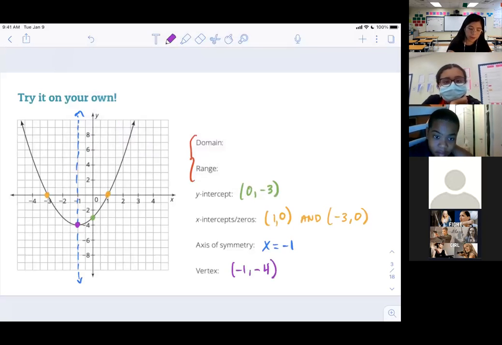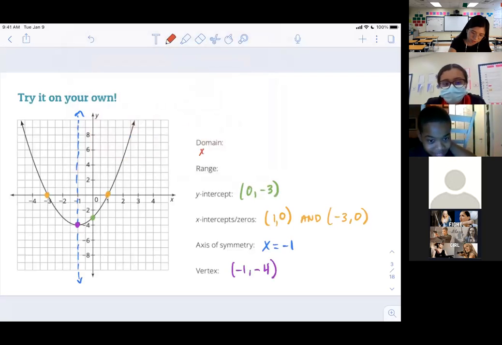Now let's talk about domain and range. When I ask for domain, I'm looking for all of the what values? The x values. The x values, good.